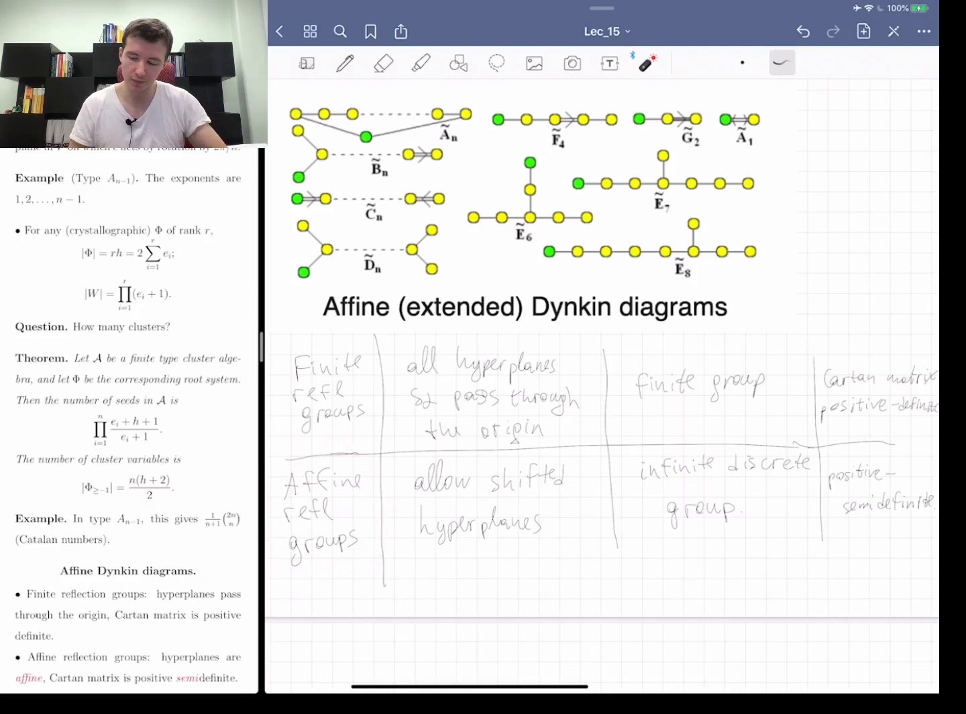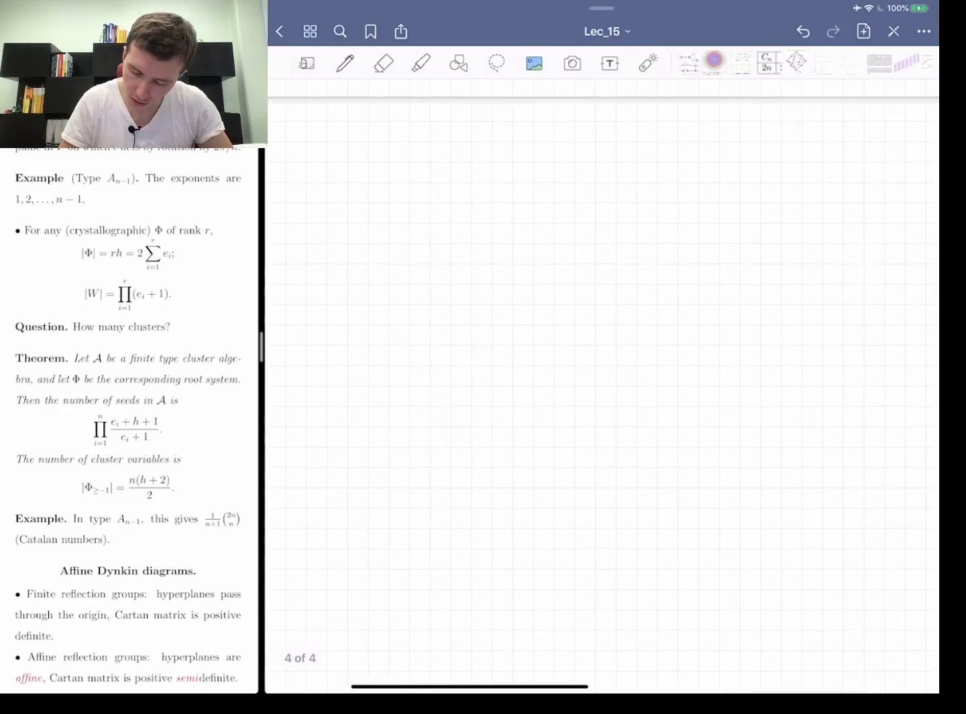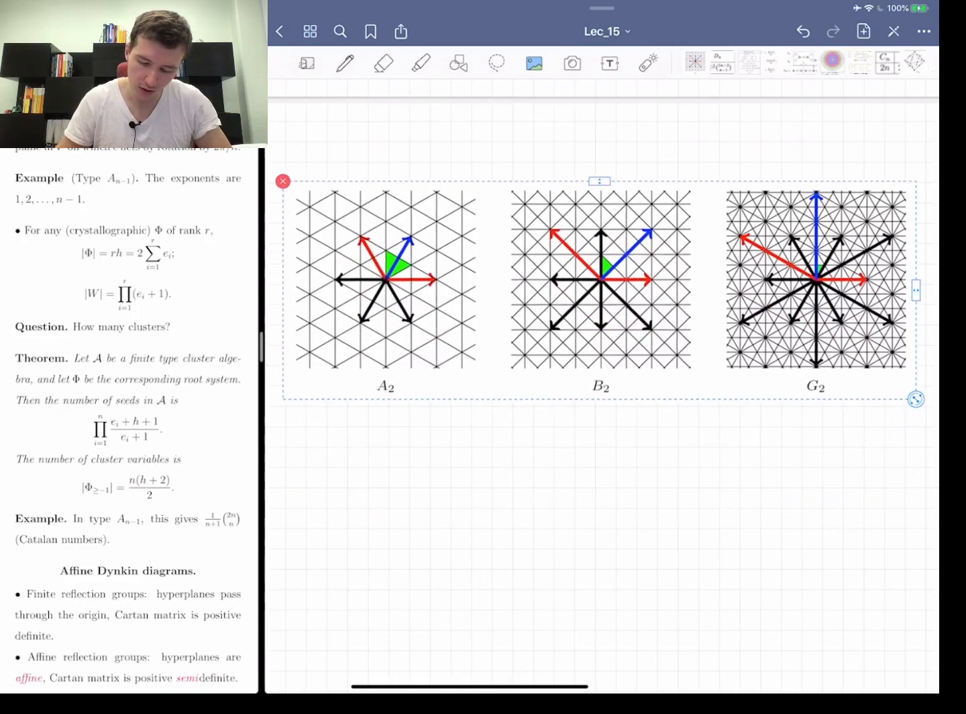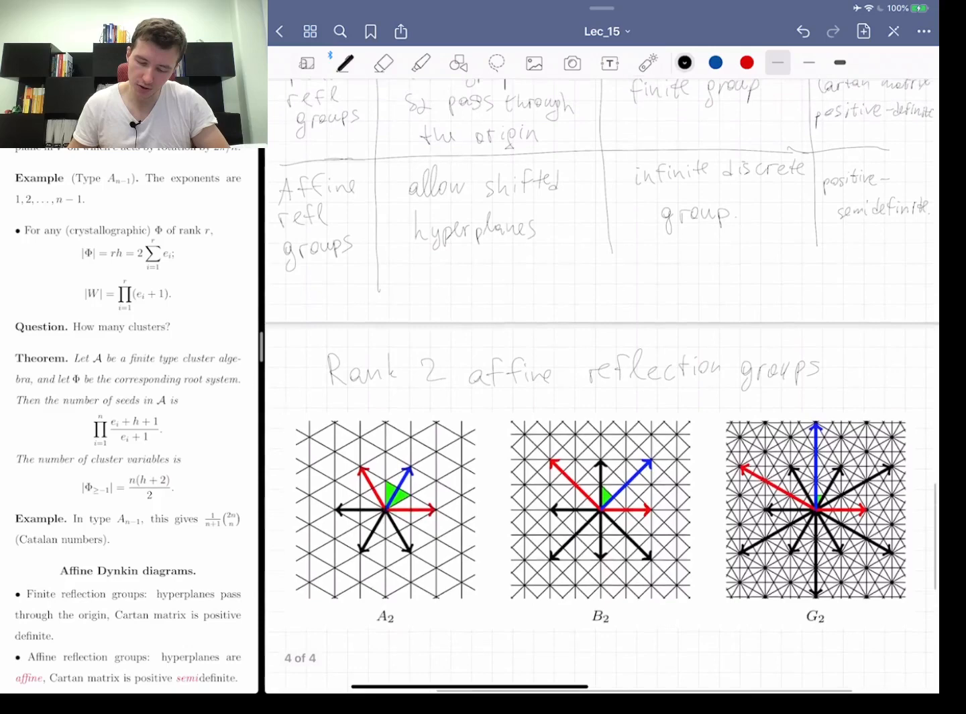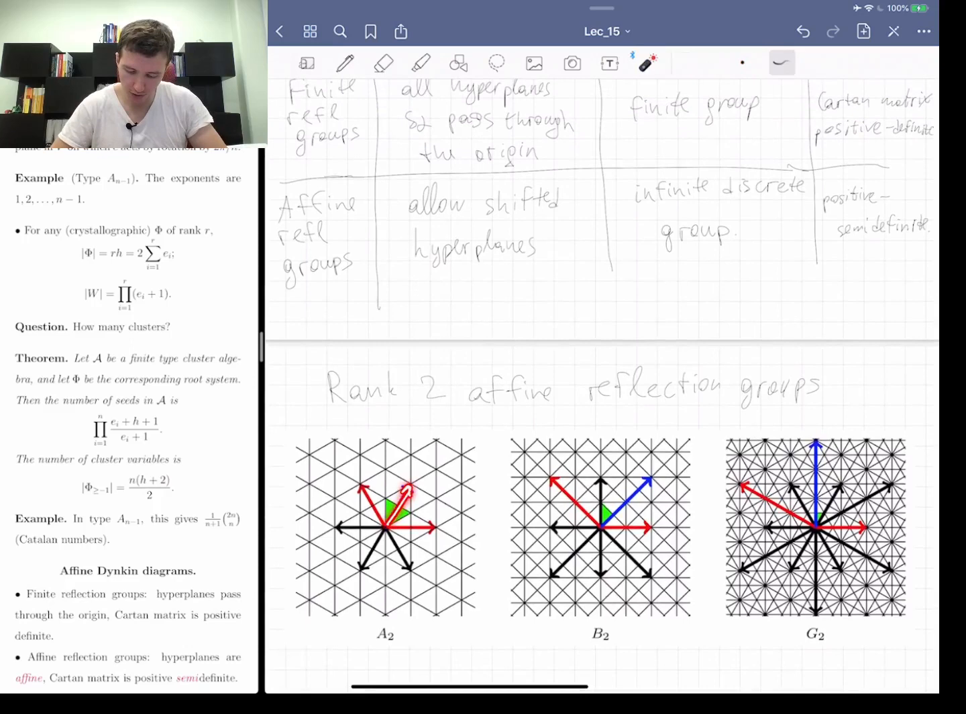So if you start with a finite crystallographic root system, it tells you a unique way to get an affine infinite reflection group from that. And the corresponding picture looks like this. So that's the rank two affine reflection groups. So you can see in this description, here is my root system of type A2, right? And what I start with are the hyperplanes orthogonal to the simple roots, right? So there's a hyperplane like this, and then there's a hyperplane like this, which are orthogonal to the simple roots.